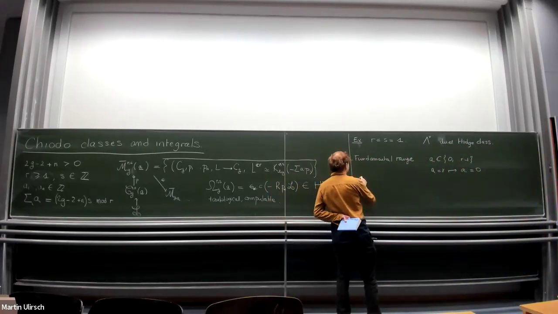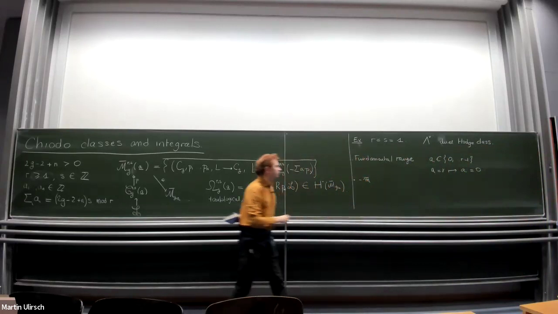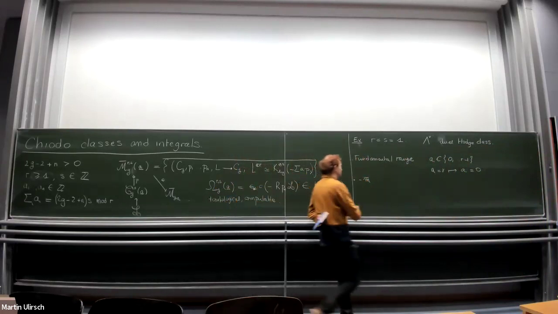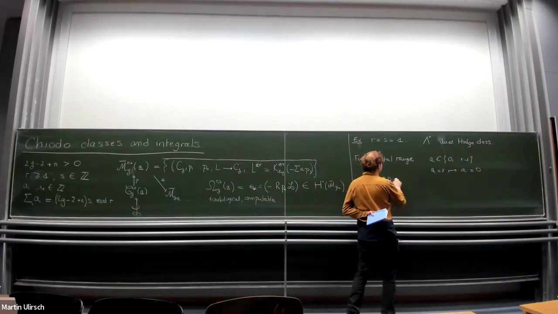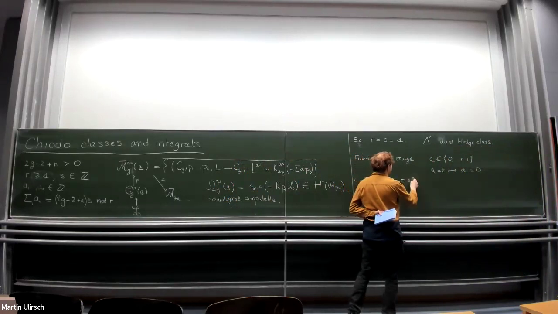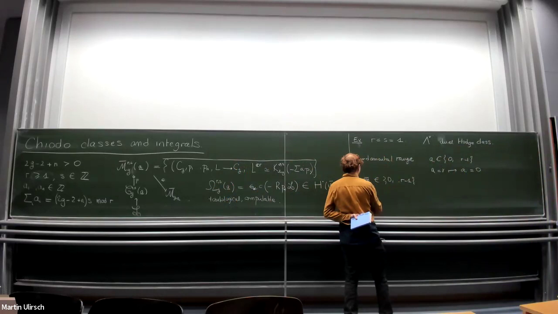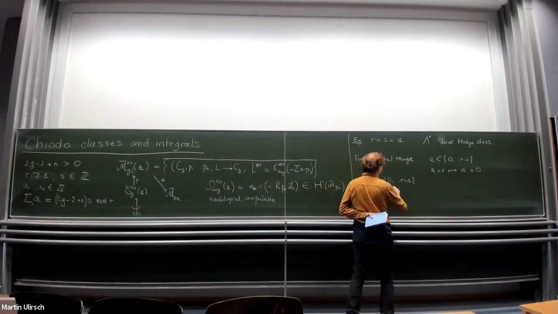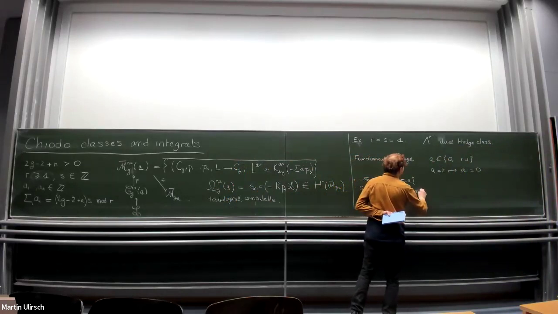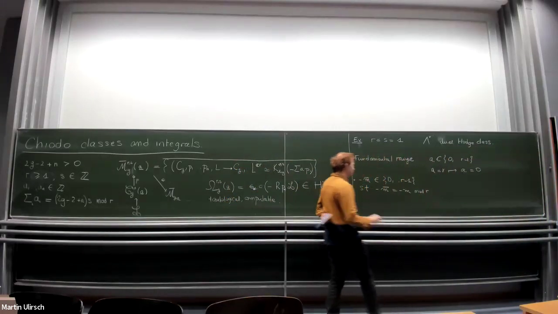And then in the notation, if I have an integer m, I write m bar for the unique integer in the fundamental domain, such that minus m bar is minus m modulo r.